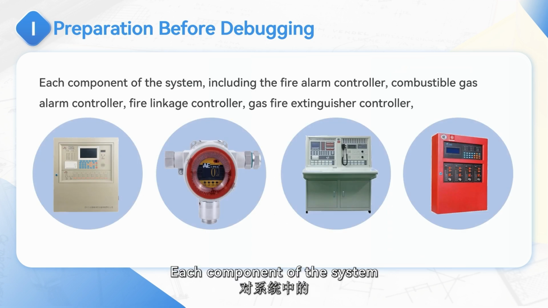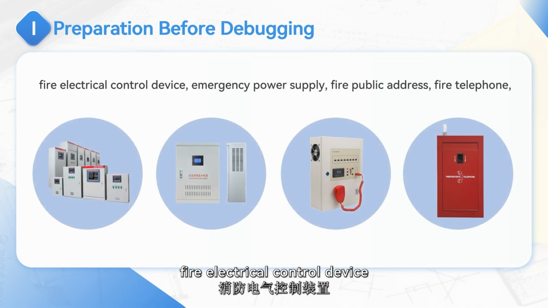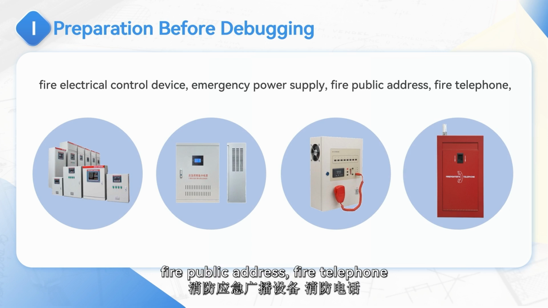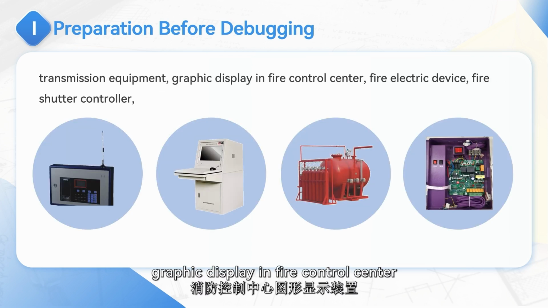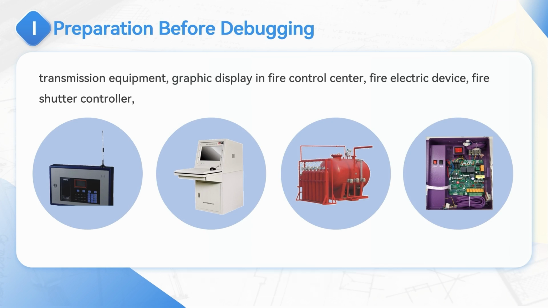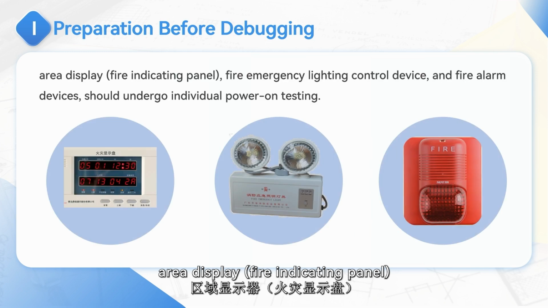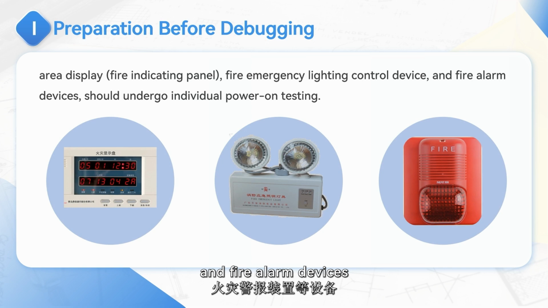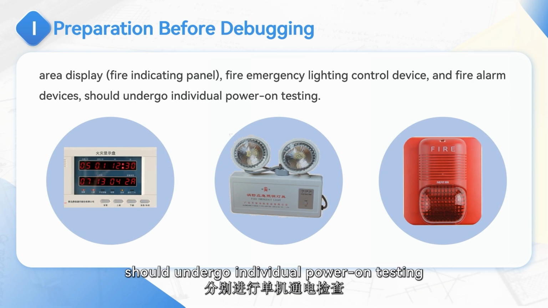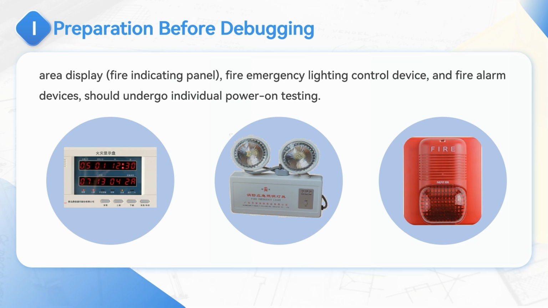Each component of the system, including the fire alarm controller, combustible gas alarm controller, fire linkage controller, gas fire extinguisher controller, fire electrical control device, emergency power supply, fire public address, fire telephone, transmission equipment, graphic display in fire control center, fire electric device, fire shutter controller, area display, fire indicating panel, fire emergency lighting control device, and fire alarm devices should undergo individual power on testing.